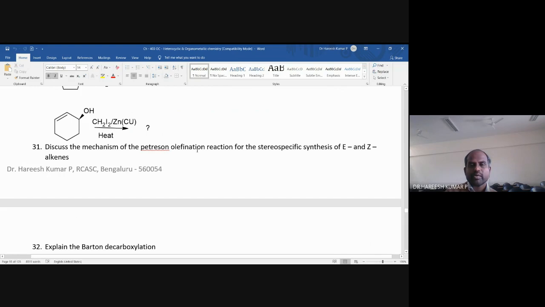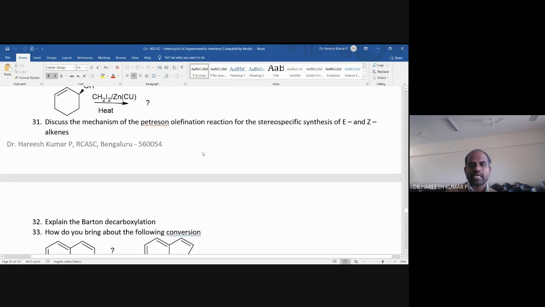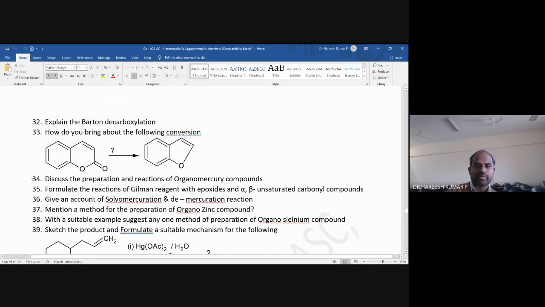Discuss the mechanism of the Peterson olefination. More particularly, stereospecific synthesis of E and Z is obtained. So you have to take the reactant or the substrate in such a way that the product, trans as well as cis compound, is obtained. I have given the example in a note. You just look into this. So the Barton reaction is also given. This, I think, is a decarbonylation. I think this comes under heterocyclic chemistry.